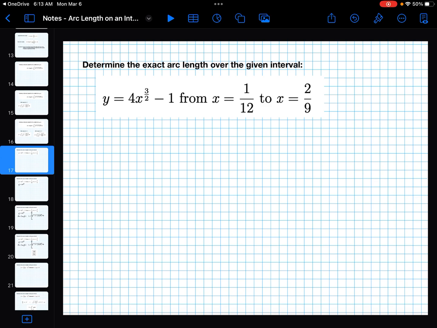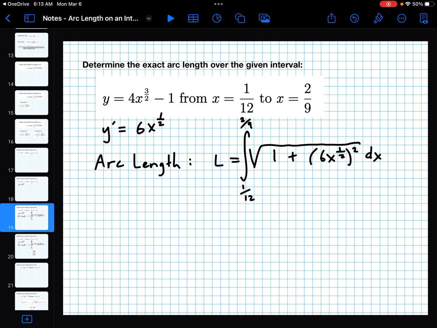Okay, so determine the exact arc length over this given interval here. Well, y is in terms of x, so we're going to find the derivative of y with respect to x. I'm going to call it y prime. That would be 6x to the 1/2 power. And then I just substitute that derivative into my integral formula with those limits of integration.